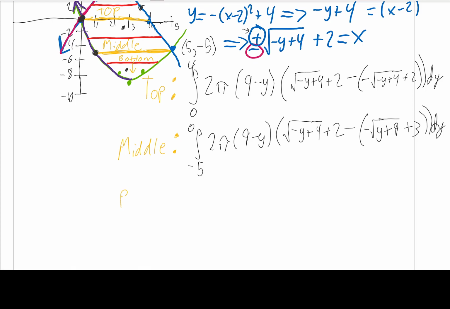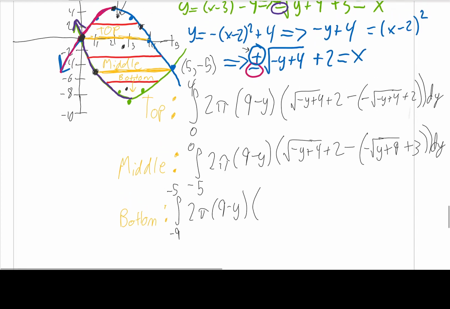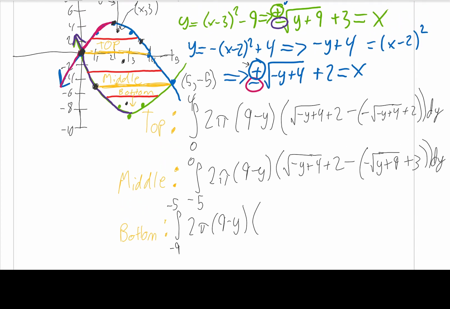And then finally we'll have bottom, which is going to be the integral from negative 9 to negative 5 of 2 pi times 9 minus y times green minus purple. So green minus purple will give us square root of y plus 9, plus 3, minus negative square root of y plus 9, plus 3. So just like the top integral, the square roots combine and the constants will cancel out.